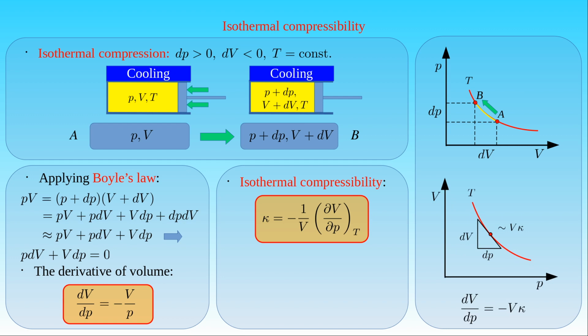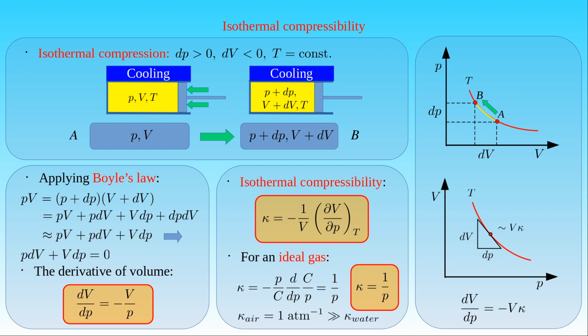If we substitute Boyle's law into kappa, defined by minus 1 over V times the derivative of V with respect to P, it can be written as minus the ratio of P to a constant C, times the derivative of the ratio of the constant C to P. This expression gives 1 over P. Then we see that the isothermal compressibility of the ideal gas is just inversely proportional to the pressure of the gas. For example, the kappa of air is 1 atmosphere to the -1, and this value is much greater than the isothermal compressibility of water, which is 5 times 10 to the -5 atmosphere to the -1.